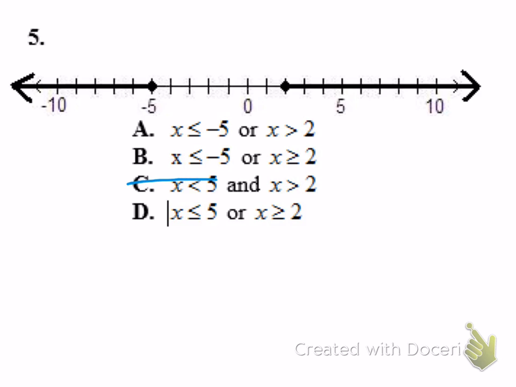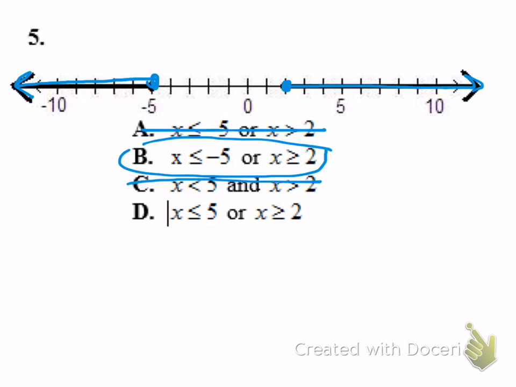In number 5, we can see the gap in the middle, so we know it's an or, so I can eliminate answer choice C. I have 2 closed circles, so that means I can eliminate answer choice A. B, I have x is less than or equal to -5, which is what I have graphed on the left, and then I have x is greater than or equal to 2, which is what is on the right, closed circle at 2, shaded to the right. So I can see that B should be the answer.